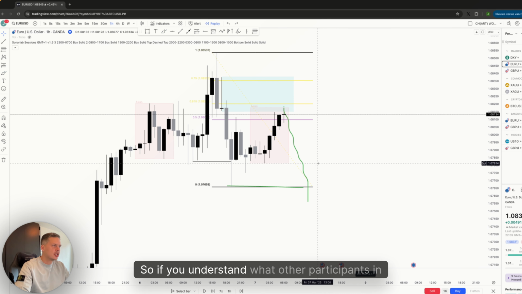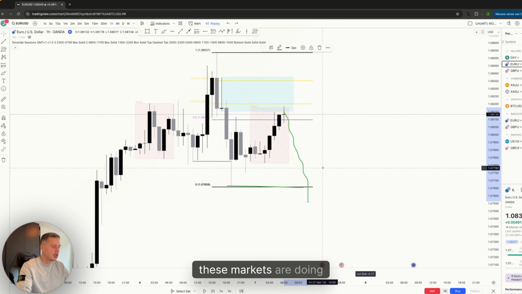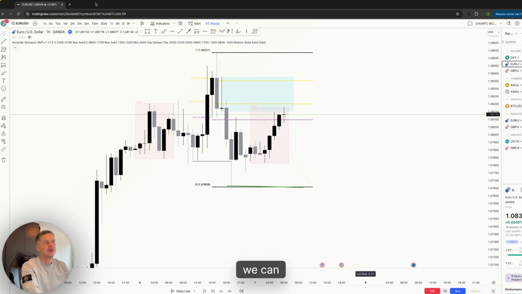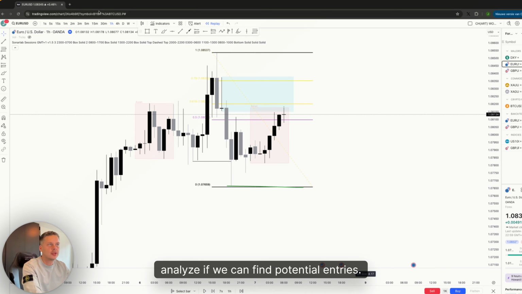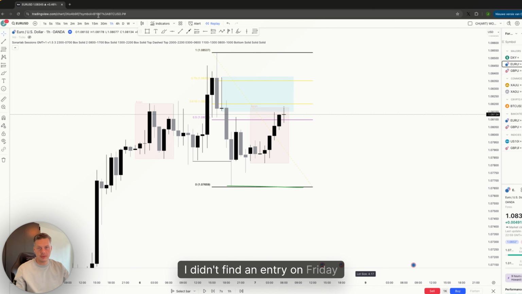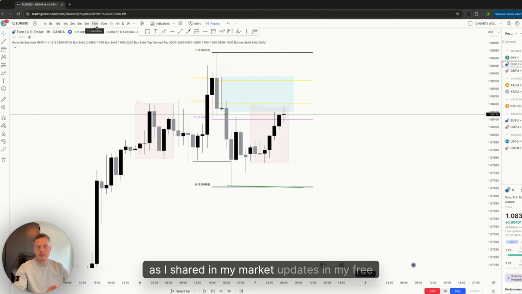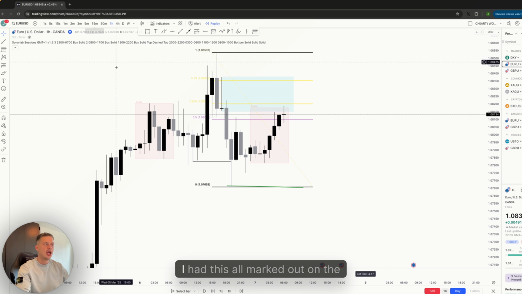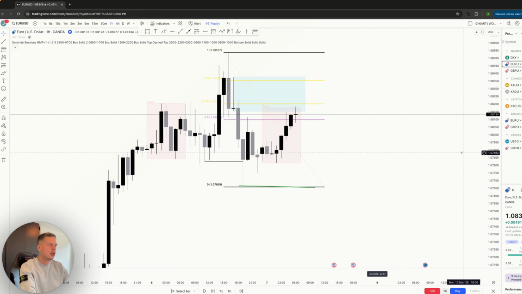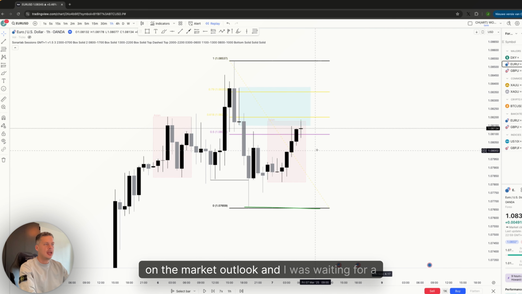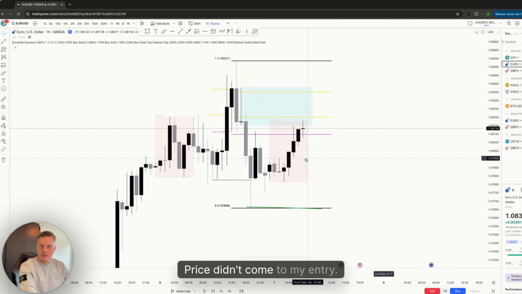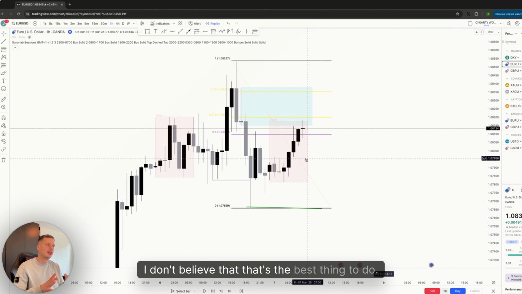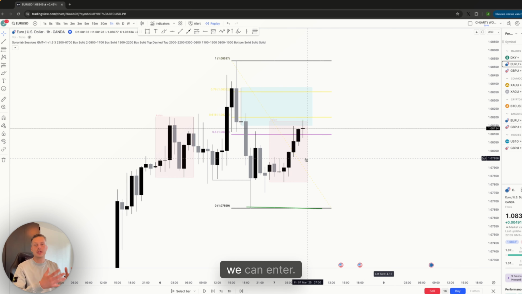So if you understand what other participants in these markets are doing, now we can wait, see, and analyze if we can find potential entries. I didn't find an entry on Friday. As I shared in my market updates in my free Telegram channel, I had this all marked out on the market outlook and I was waiting for a setup. Price didn't come to my entry, so I'm not going to chase any trades. I don't believe that's the best thing to do. You have to wait for price to come to us, and then we can enter.